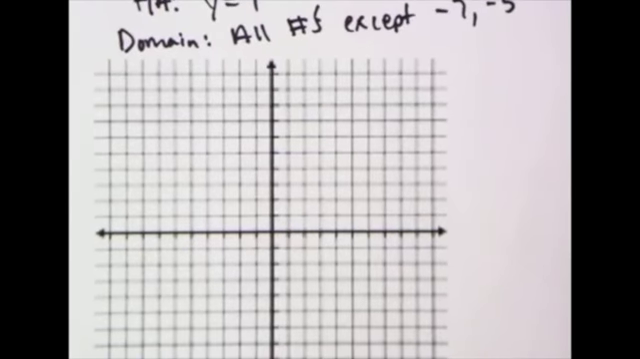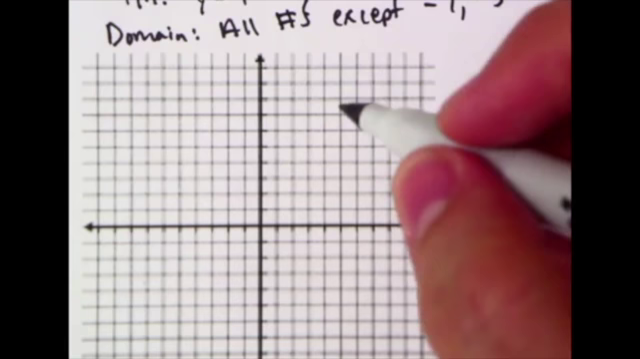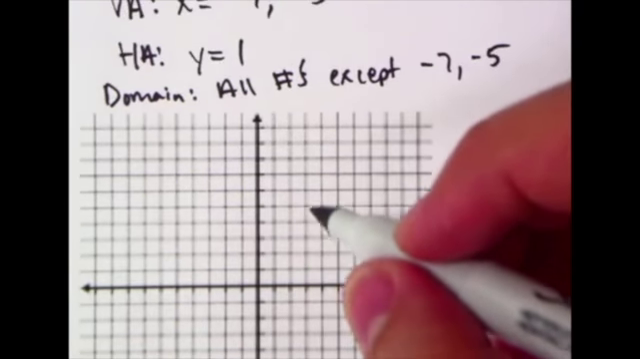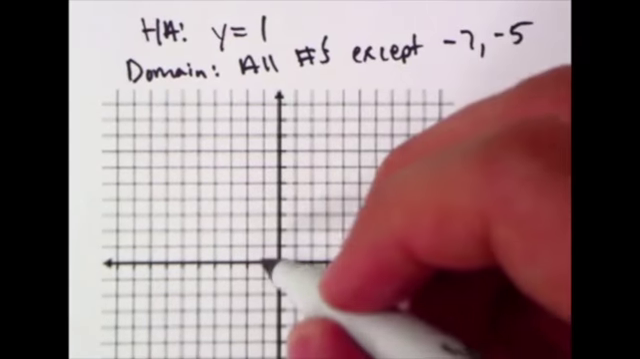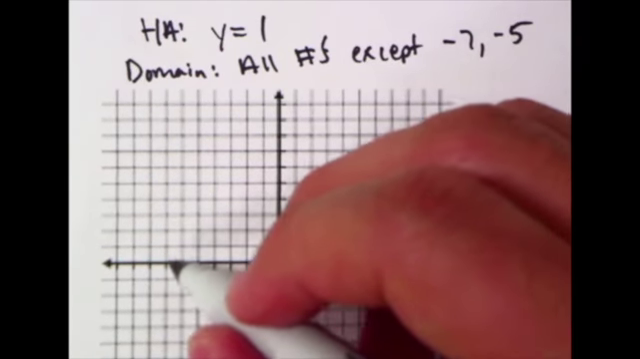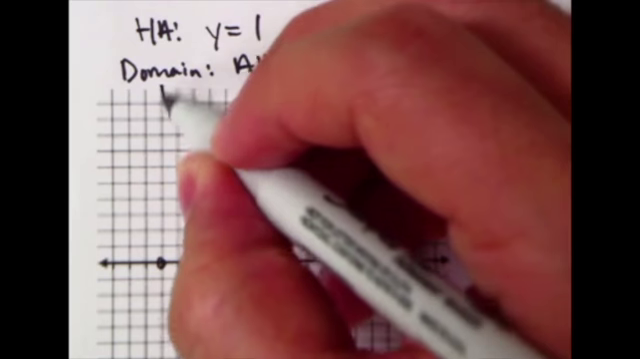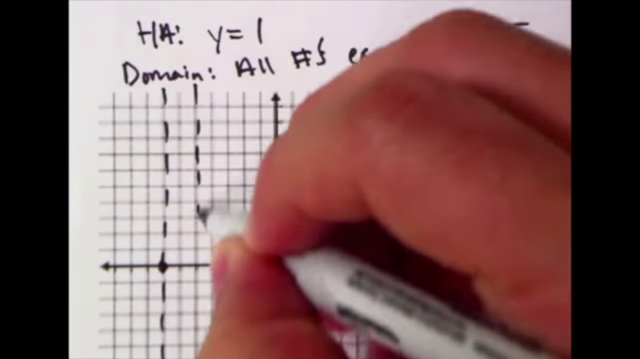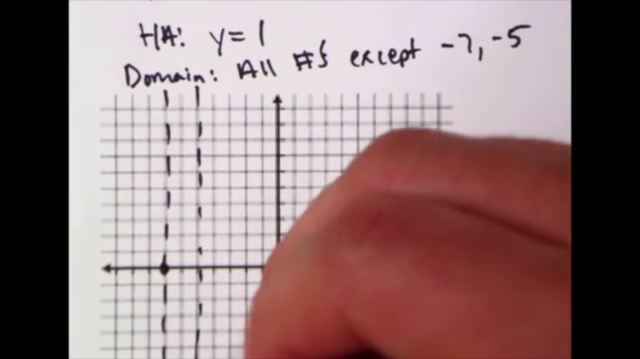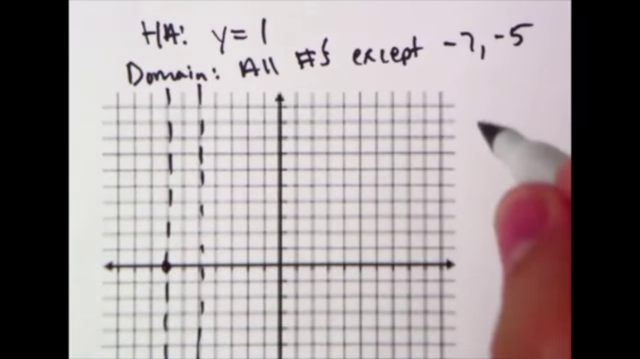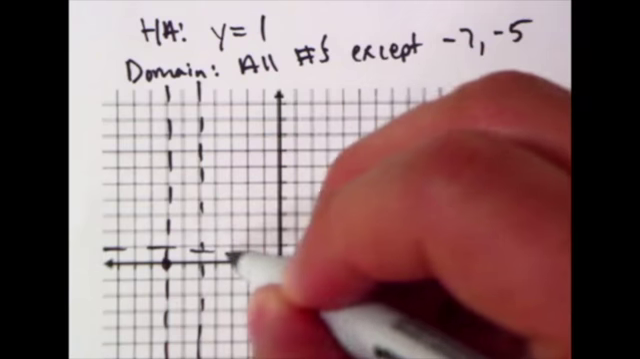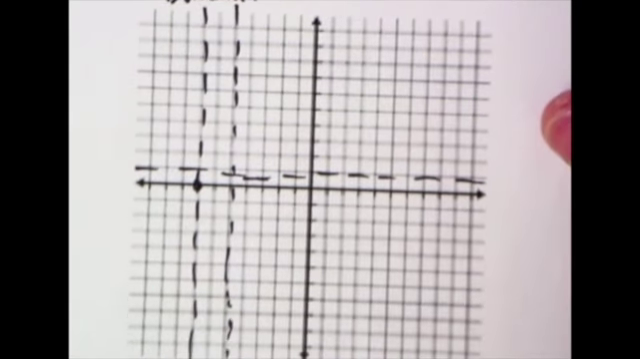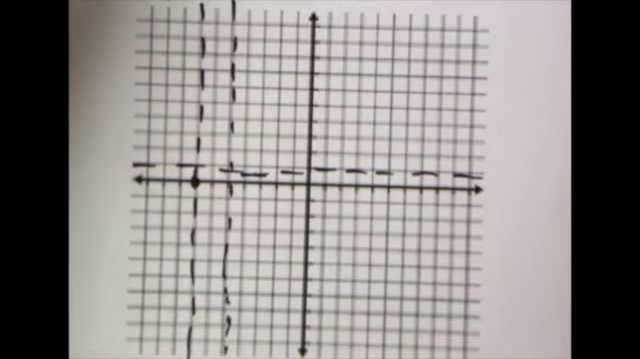So, let's graph our asymptotes and then we'll go ahead and graph our lines. Vertical asymptote at -7 and -5. So right here, -7, and at -5. This is going to be real smushed. And a horizontal asymptote at 1. This is going to look sort of weird on a graph, so let's look at this on a graph.